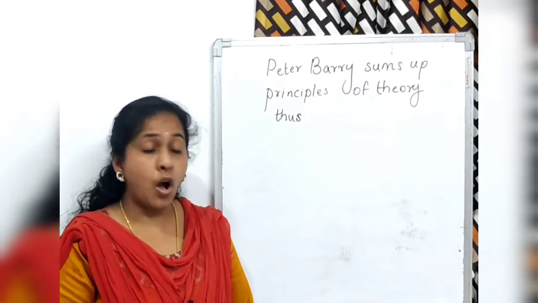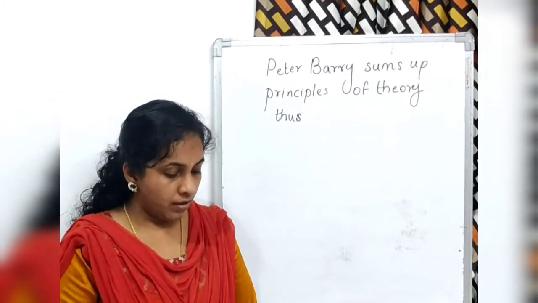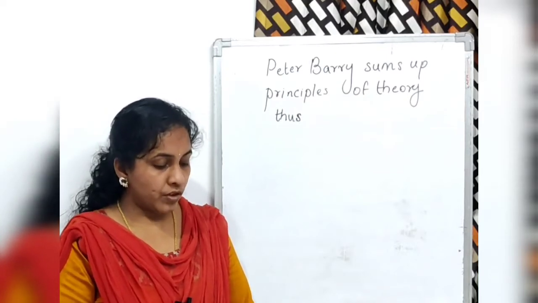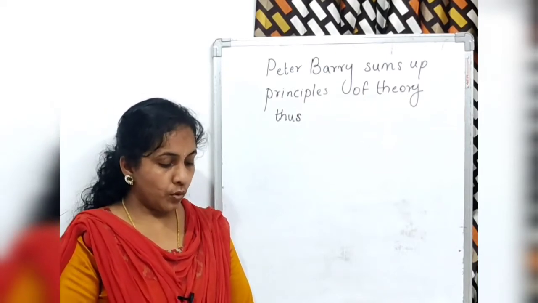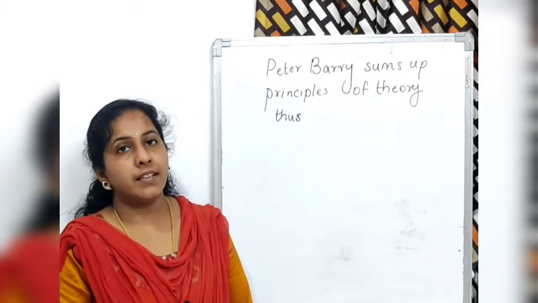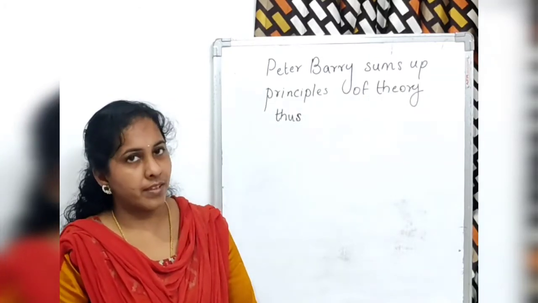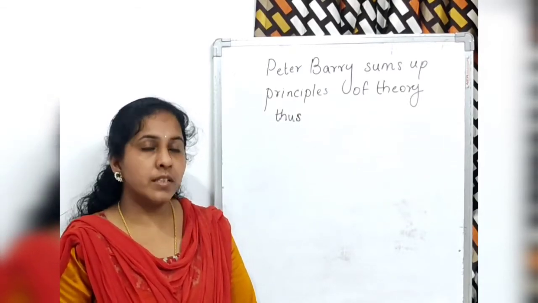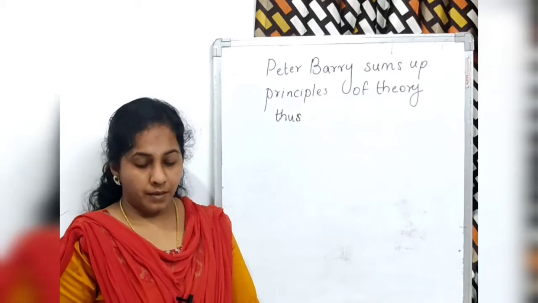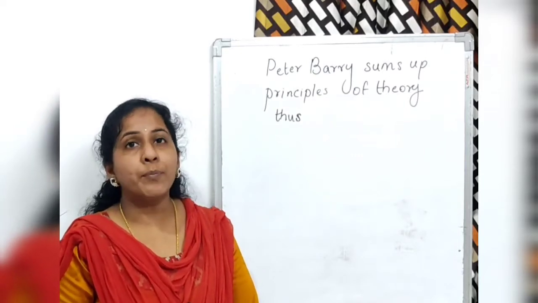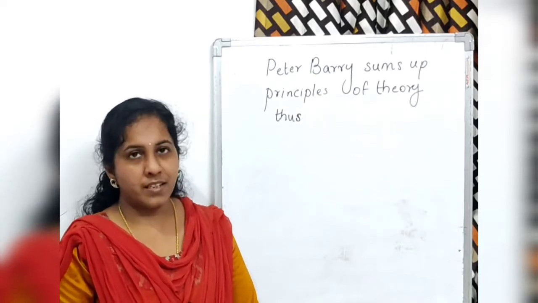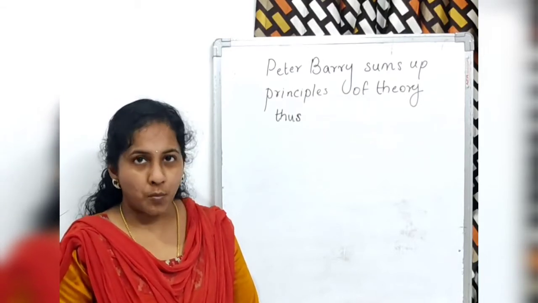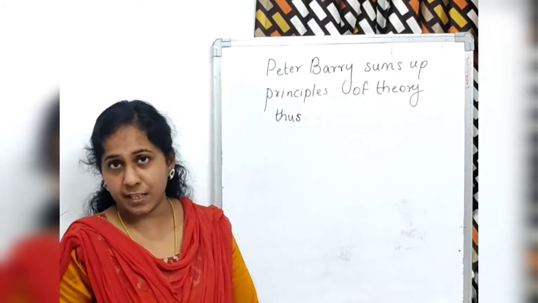Peter Barry sums up the common principles of theory thus: politics is pervasive, language is constitutive, truth is provisional, meaning is contingent, and human nature is a myth. So here, politics is pervasive. Politics is widespread. Politics is present everywhere. It is omnipresent. It is prevalent.